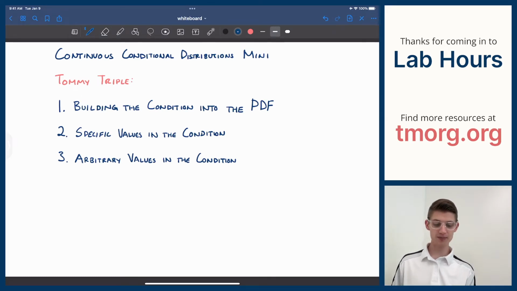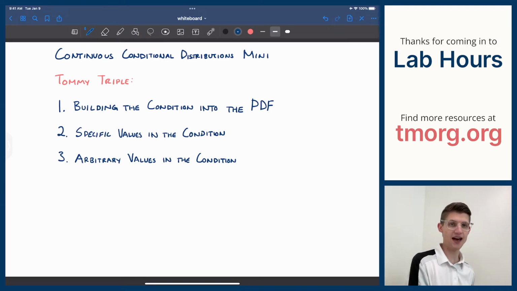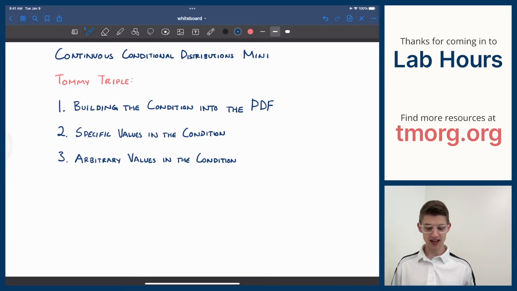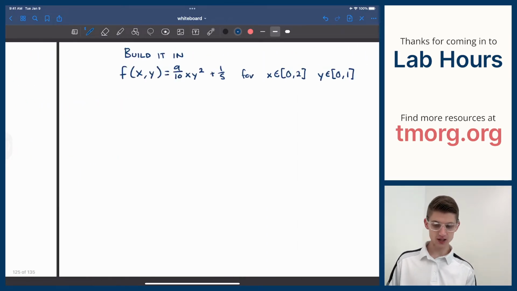So we'll talk about building conditions into a PDF. We'll talk about doing that for specific values in the condition, like f of y given that x is equal to 1/2. And then we'll also talk about arbitrary values in the condition, like f of y given that x is equal to x, and we'll talk about how the two relate. So let's go ahead and jump right into it.